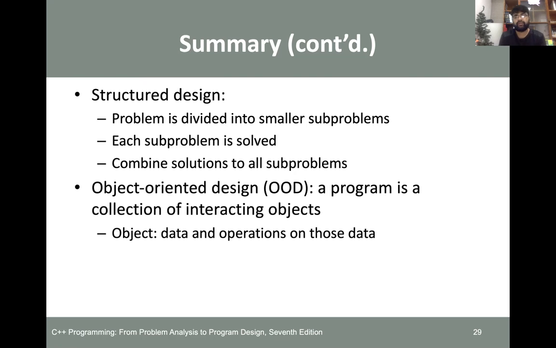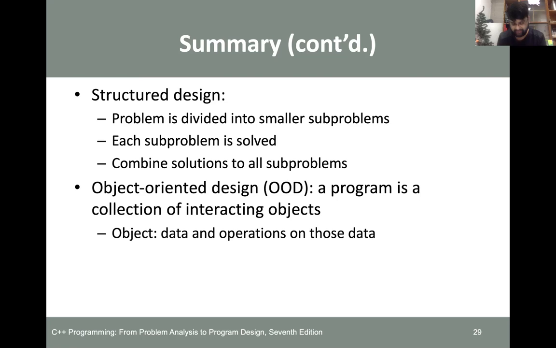On the other hand, an object-oriented design is basically a program that is a collection of interacting objects, where an object is basically data and the operations that are going to be performed on that data. An object is data and the operations that are going to be performed on the data, stored together. That's what we call an object.